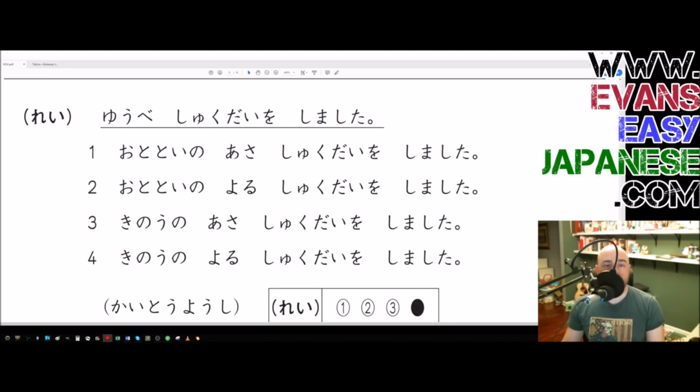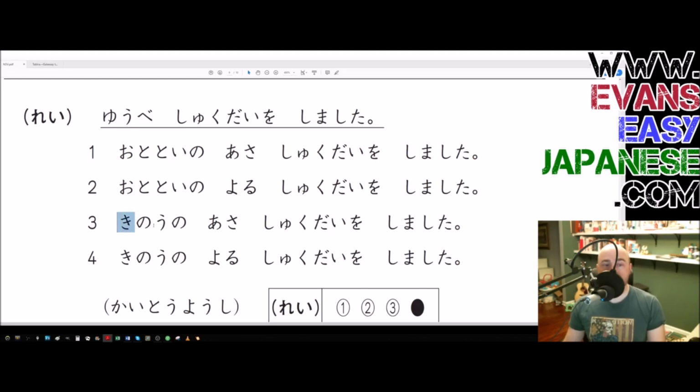So the no particle is modifying the word that comes after it. We're just going to ignore the no particle right here. But we have ototoi, the day before yesterday, and kino, which is yesterday. So we already know one and two are wrong because yube means last night. Ototoi is two days ago, which is not the same thing as yube at all. So one and two have to be wrong. So we're looking at 3 and 4.